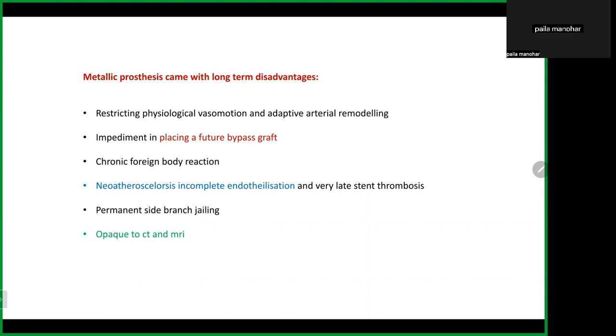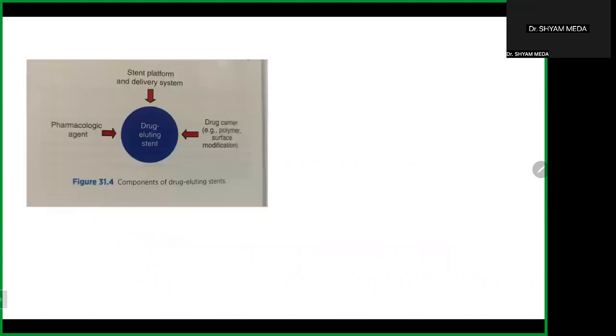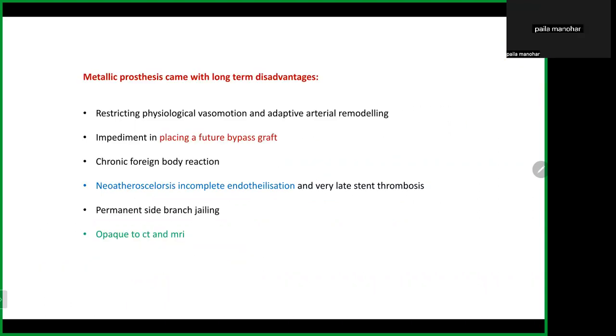So to prevent these things, there are 5 or 6 indications as of now for the innovation of these bioresorbable scaffolds. One is restoring the physiological vasomotion, impeding of a future bypass graft, and a chronic foreign body reaction to the polymer. Neoatherosclerosis because of incomplete endothelialization and very late stent thrombosis can be prevented, and so can permanent side branch jailing by the metal, which was opaque to CT and MRI because it is metallic.